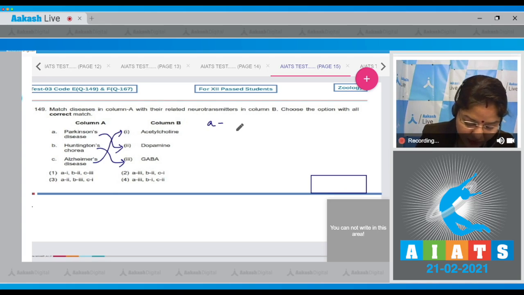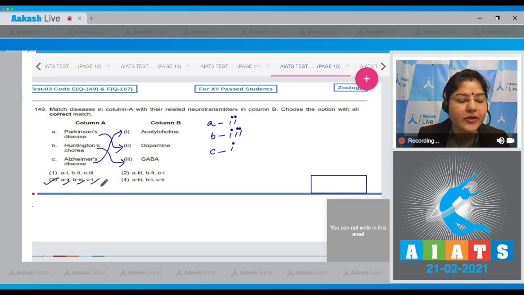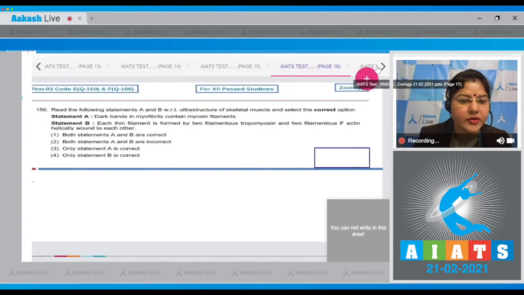So A matches with 2, B matches with 3, and C matches with first. And this combination is given in option number 3. A with 2, B with third, and C with first. So the correct answer to this question is option number 3. Let's move on to the next question.